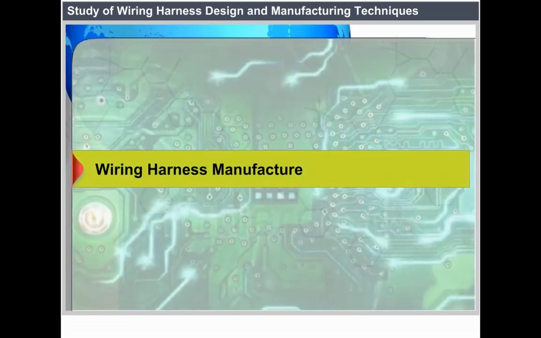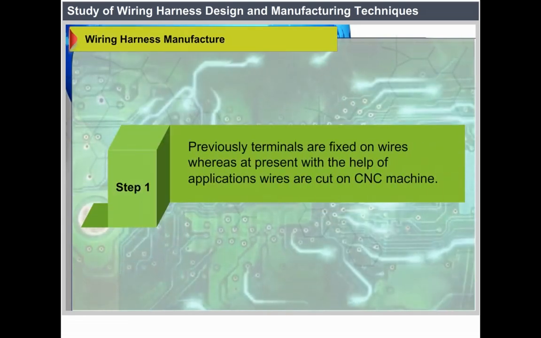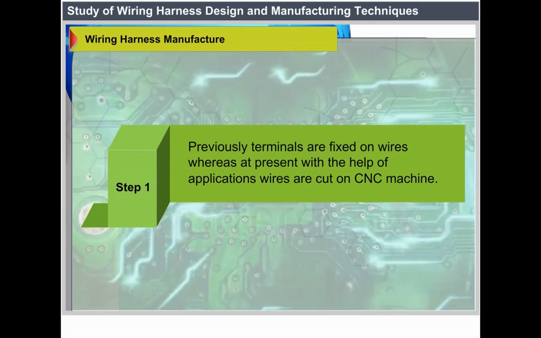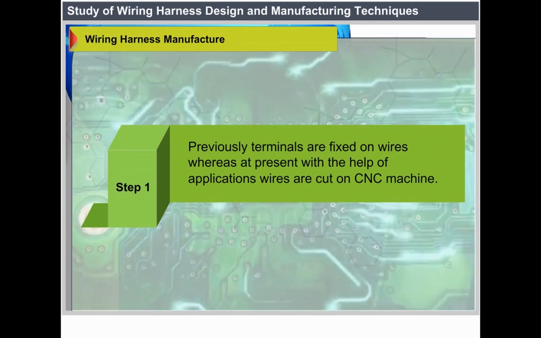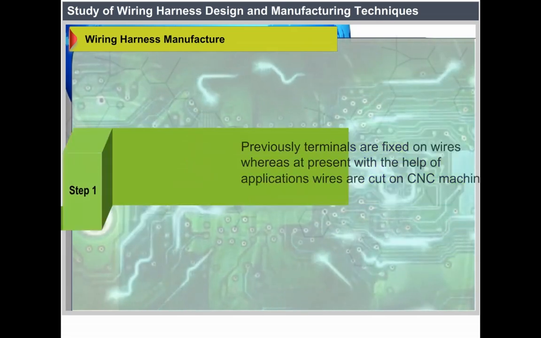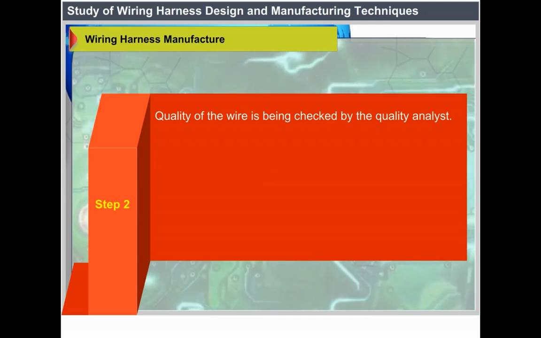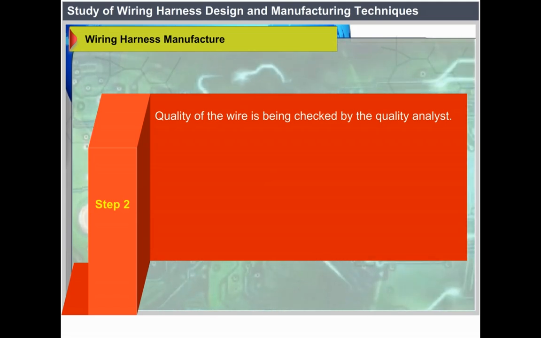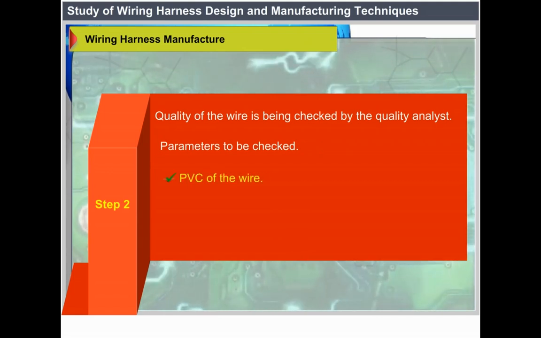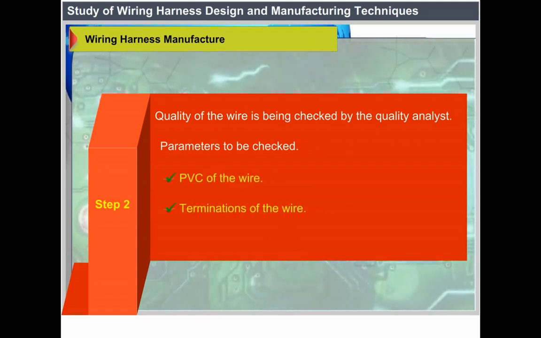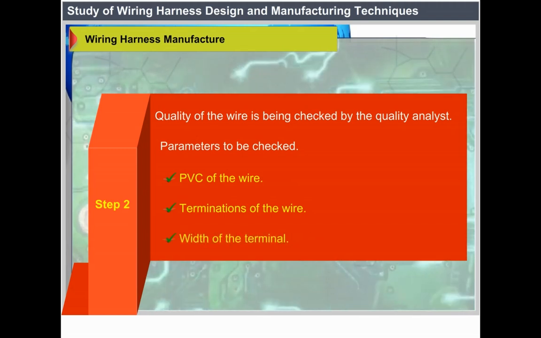Wiring harness manufacture. Step 1. Terminals are fixed on wires, then with the help of applications, wires are cut on CNC machines. Step 2. Quality of the wire is checked by the quality analyst. Parameters to be checked: PVC of the wire, terminations of the wire, width of the terminal.